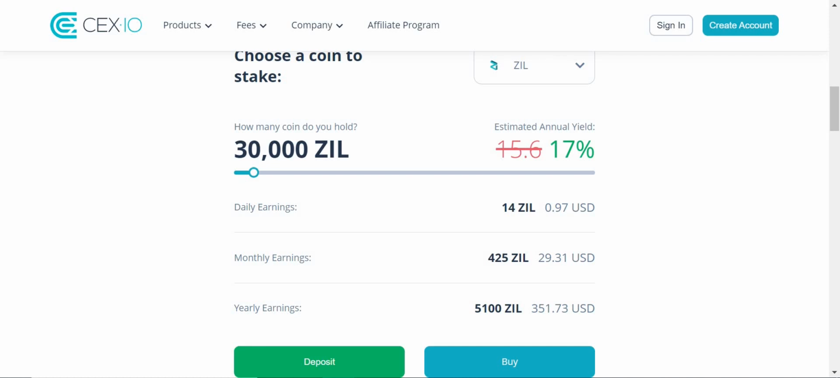I want to jump over to the Excel and show you an example of a deposited amount of ZIL, how much you would make with the GZIL, how much you would make on a normal staking node, how much you would make staking it on cx.io at 17%, and then you can work out whether the liquidity is worth the difference in the equivalent APY.